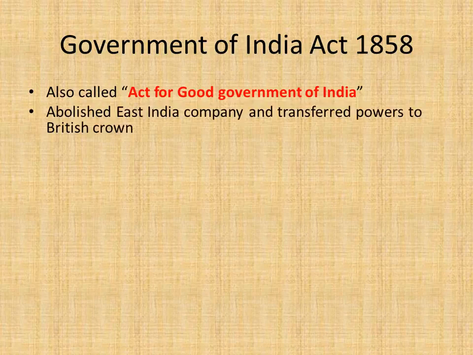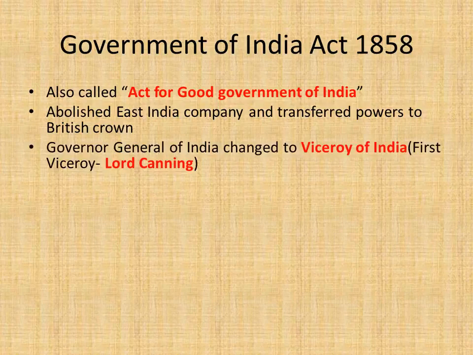Now this act abolished the East India Company and transferred the powers to the British Crown. So now the East India Company was no longer ruling the country and all the powers were given to the British Crown. The Governor General of India was changed to Viceroy of India. And the first Viceroy was Lord Canning.